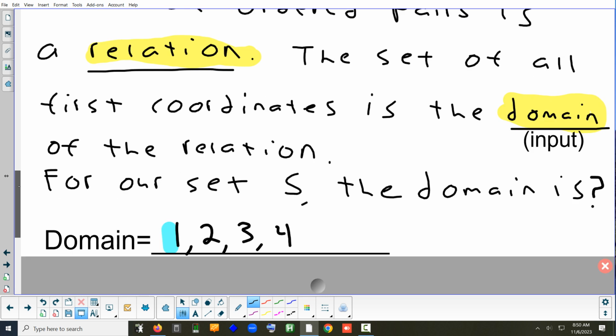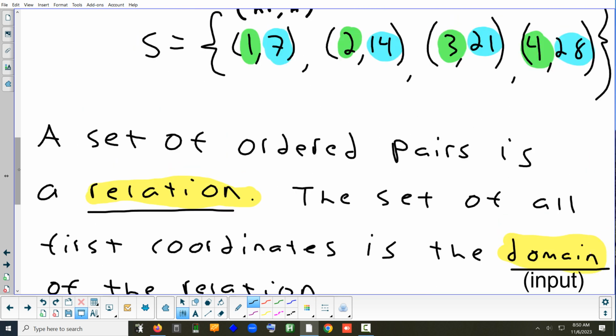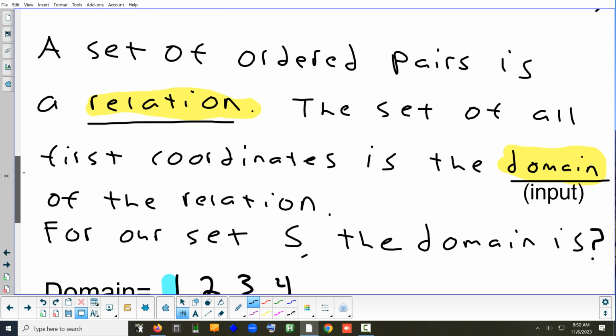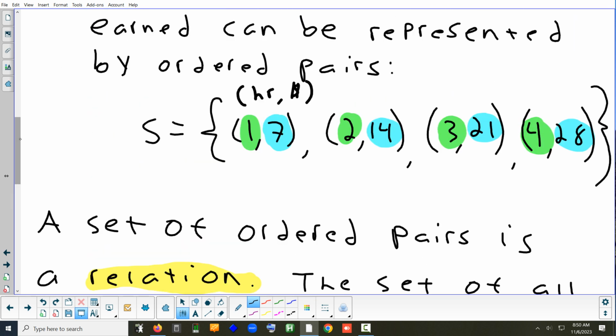Okay, so any question on that idea? So that's called the domain. It's all the first numbers in coordinates. Now, would 5 be in the domain of this problem? No. It doesn't say she worked 5 hours. Maybe she only worked 4 hours this time. So 5 is not in the domain.